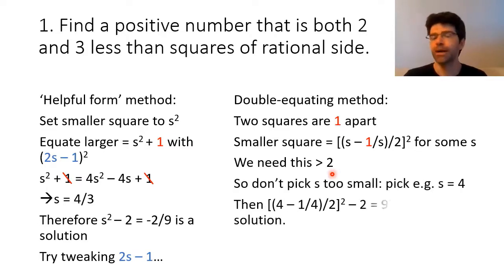Then the smaller square becomes 15 over 8 squared, and the number 2 less than it we can easily calculate is 97 over 64. So basically the double equating method just gives us a lot of flexibility to avoid inadmissible solutions, negative solutions in this case, than the methods that we looked at before, which involve a bit more trial and error.